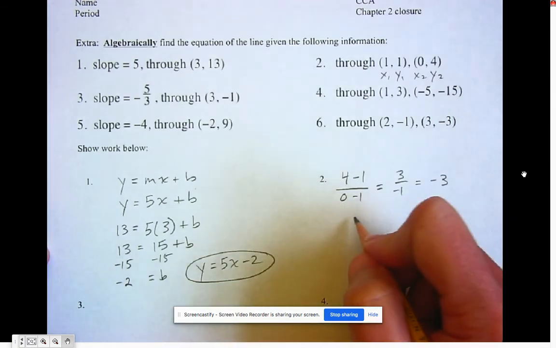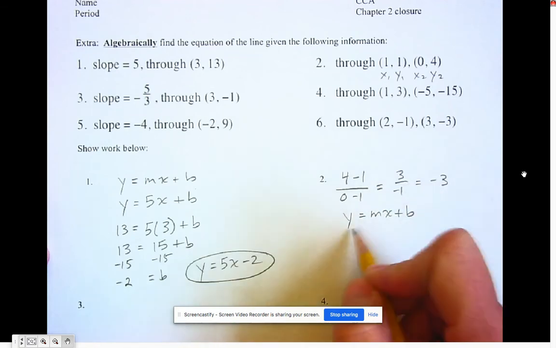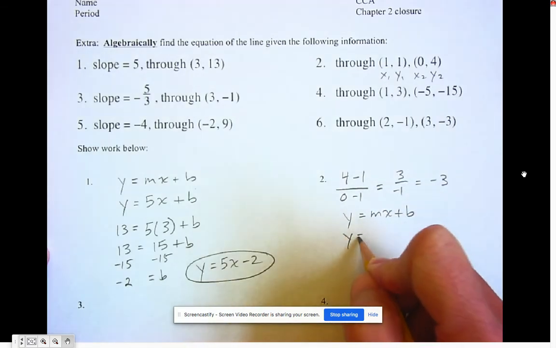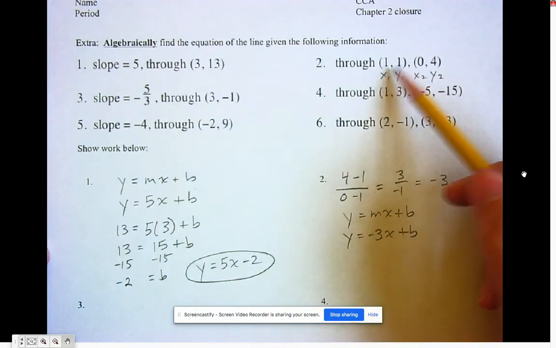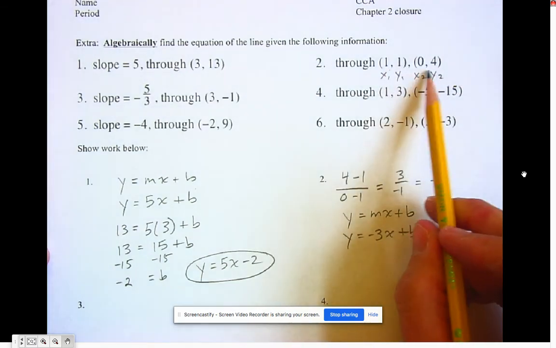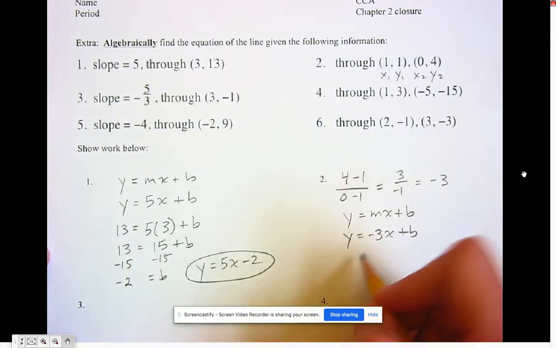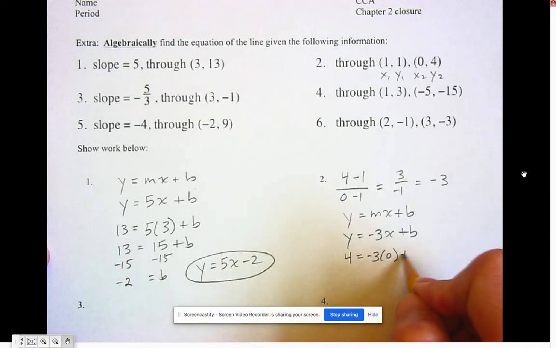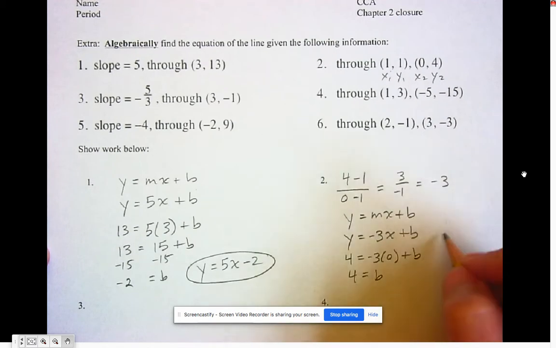Okay, so then of my equation y equals mx plus b, I know the parameter of m, so y is equal to negative 3x plus b. Now you can pick either the point (1, 1) or (0, 4). Now (0, 4) should be pretty easy because that's actually going to give us the y-intercept. When x is 0, y has to be 4. So 4 is equal to negative 3 times 0 plus b. So 4 is equal to b. Okay, so my equation is y equals negative 3x plus 4.